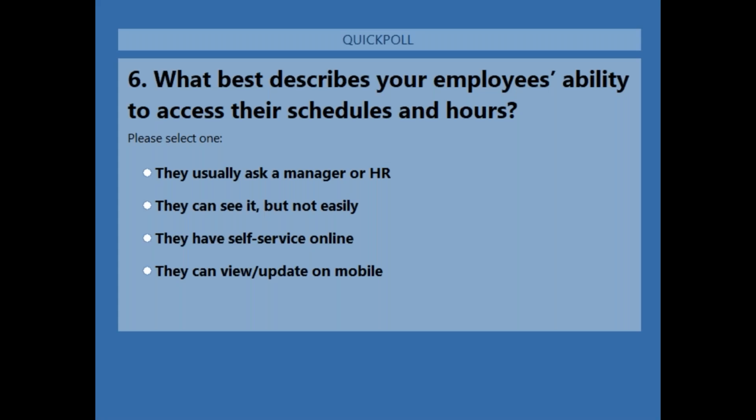So we're on our sixth and last challenge, Michael, employee engagement and retention. What best describes your employees' ability to access their schedules and hours? Do they have to ask a manager in HR? Can they see it, but it's not so easy? Maybe you have self-service online, or they can even do it over their phone. Transparency and flexibility build trust, and trust keeps good people.